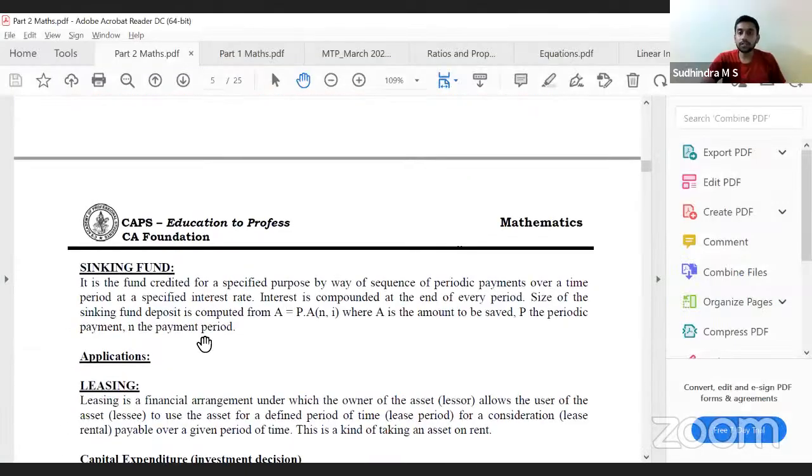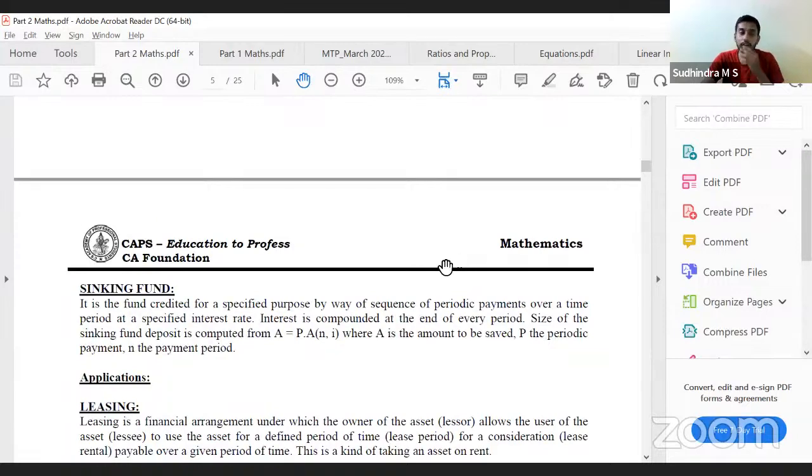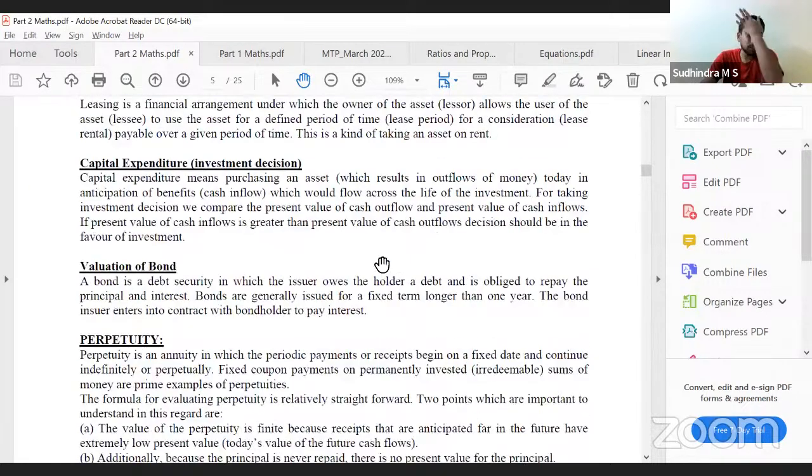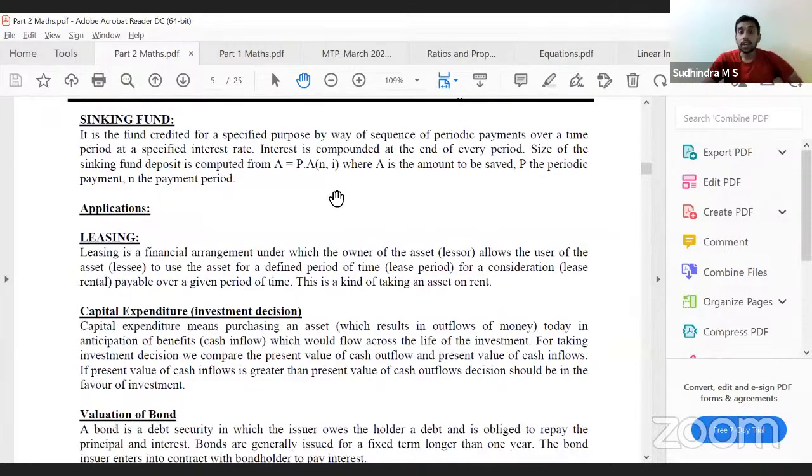Fine. So that's all with regard to annuity. So in annuity, we have discussed present value, future value. Then we have some small concepts which we'll look into quickly. Not so important. Sinking fund. What is sinking fund? Sinking fund is a fund created for a particular purpose. It is a fund created for a specified purpose by way of a sequence of periodic payments over time.